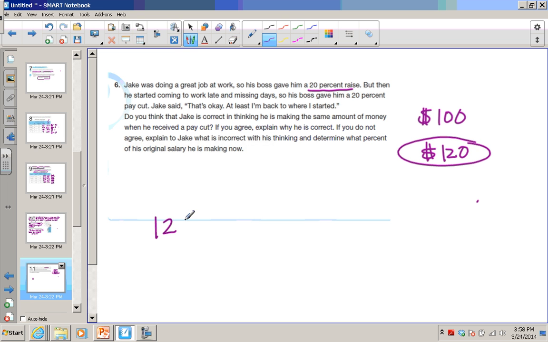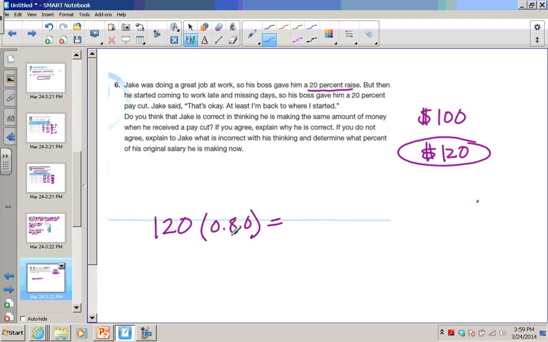So now he makes 120. Well, if he gets a 20% decrease off of his pay, then now he's going to be making 80% of what he did make, because a 20% decrease would be him only making 80% of what he made to begin with. Because if we have 100, he was making 100% of what he was making, and then he took 20% off of that, he's now making 80% of what he was making.